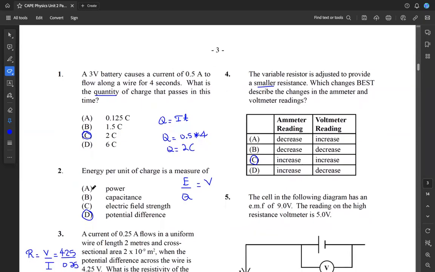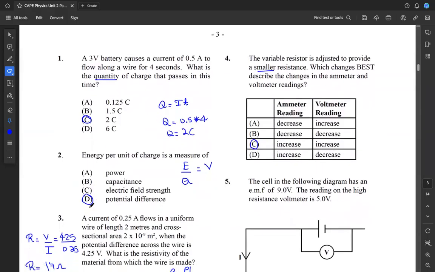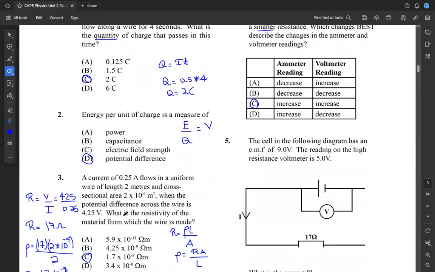So we have C for our answer for number 1, okay? Moving on to number 2, they're saying that the energy per unit charge is a measure of what? If we have energy per unit charge, that's equivalent to our potential difference. So you might remember that the potential difference at a point is just the energy per unit charge there. And so we select D because this is the definition of what potential difference is. So that's D for that answer.